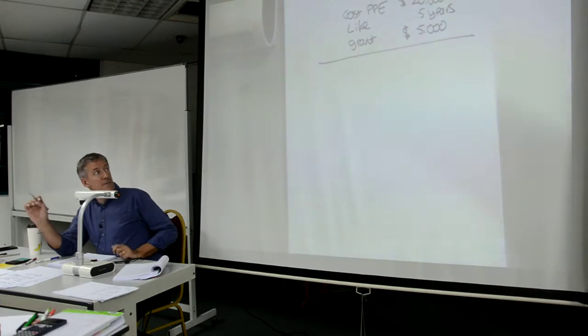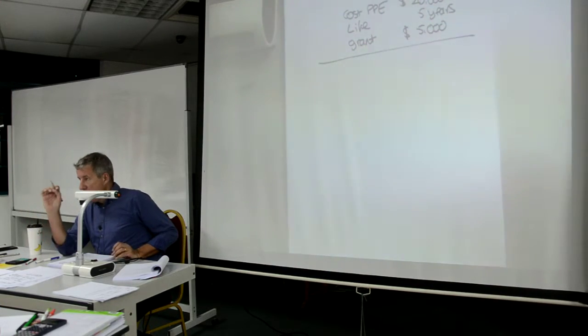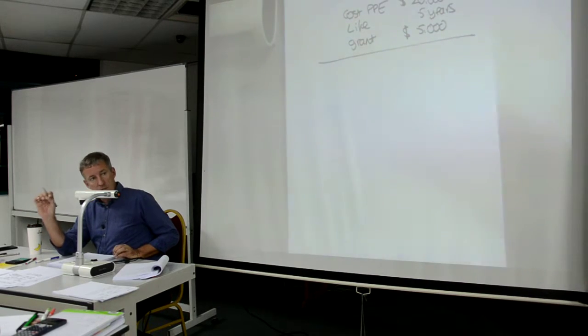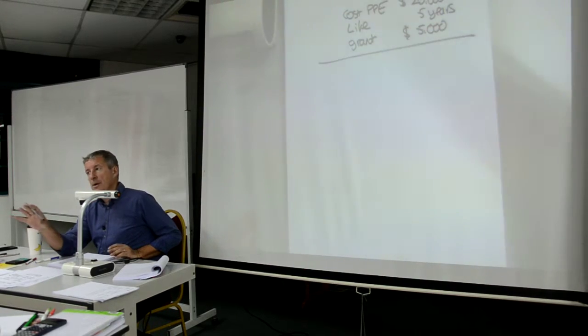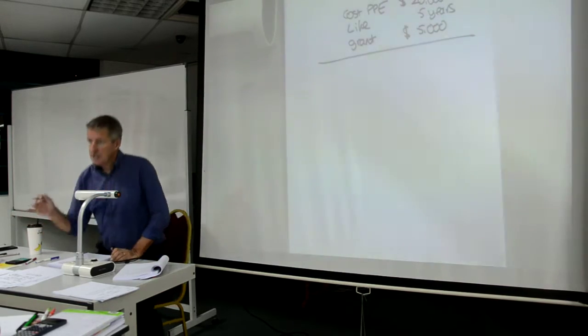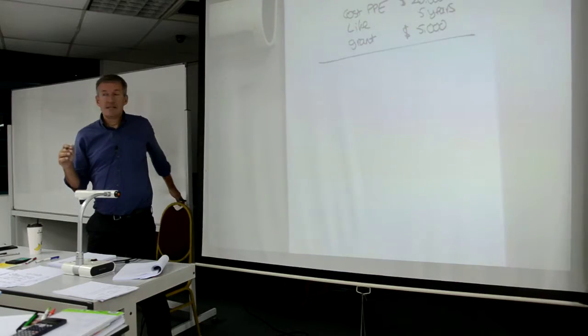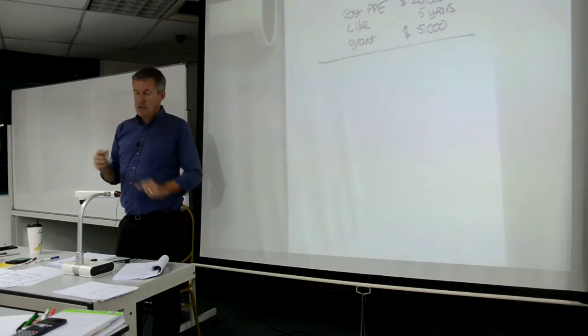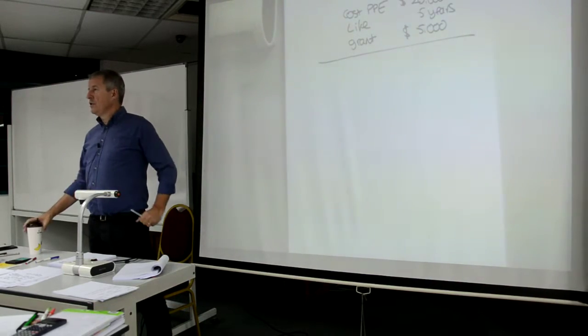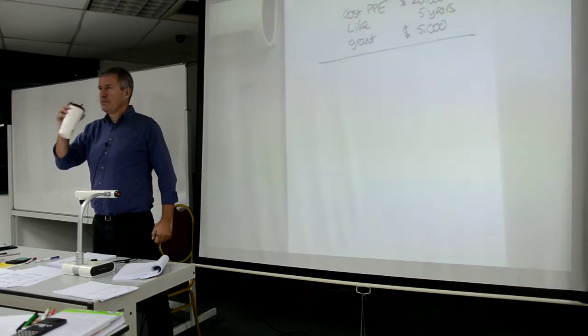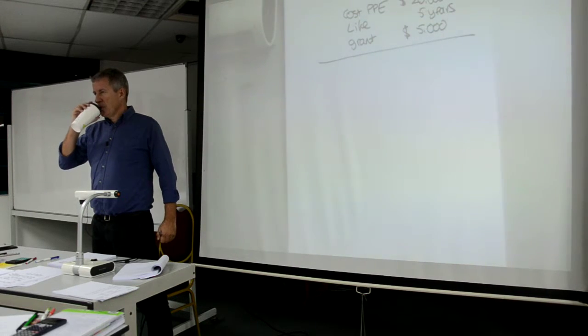So the cost of the PPE is 20,000, the life of the PPE is 5 years, and the grant that we are receiving is 5,000. Now, I need to stop, because actually this is quite simple and logical, even if you've never seen it before. Some of you will have seen it before, but some of you haven't.